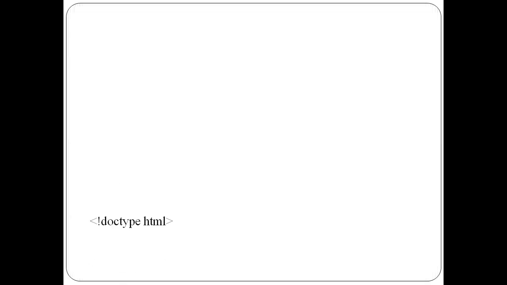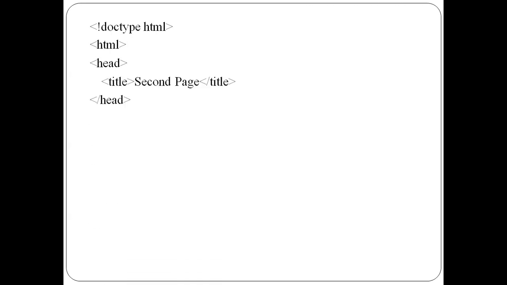Now let's study the code for form.html. The doctype declaration defines the document type. Here the type of our document is HTML. HTML indicates the beginning of our web page. Then we have the head section. Head is the container part for title. Then whatever we write inside the title tag will appear on the title bar of our browser window.